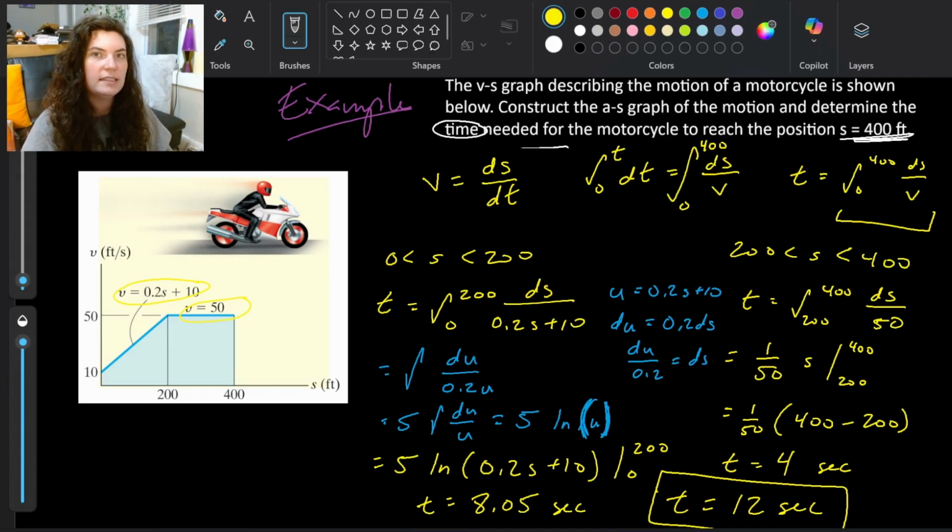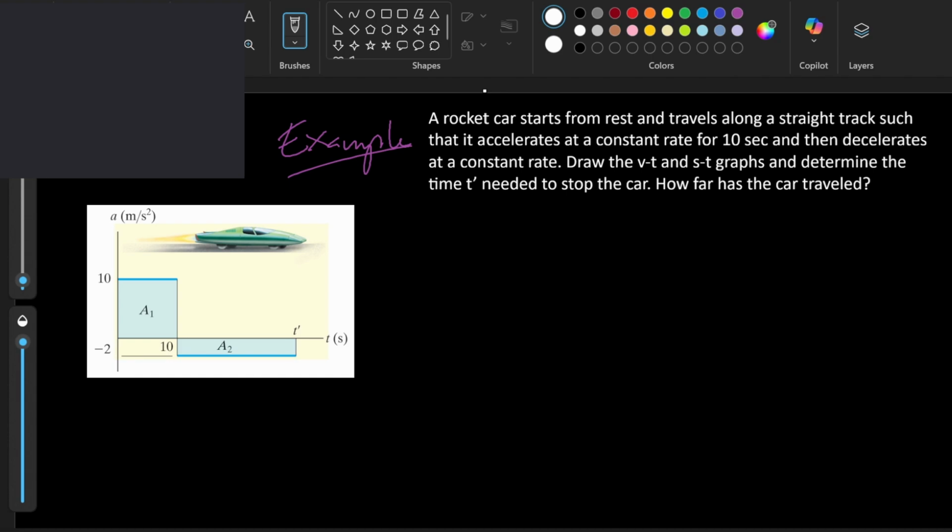Do one last example. Here's our last example that we'll look at for today. And again, I want you to go ahead and pause this video. Go ahead and try it for yourself before we work through it together. So it says a rocket car starts from rest and travels along a straight track such that it accelerates at a constant rate for 10 seconds, then decelerates at a constant rate. Draw the VT and ST graphs and determine the time needed to stop the car. How far has the car traveled?